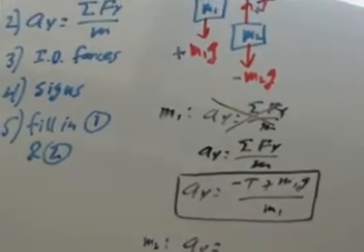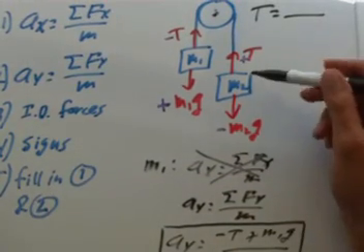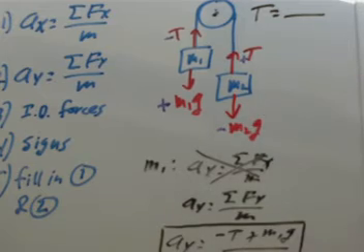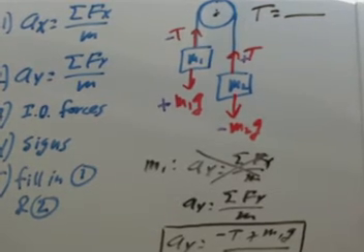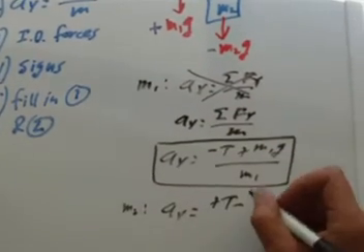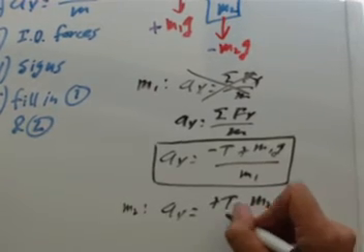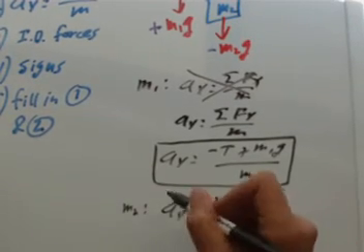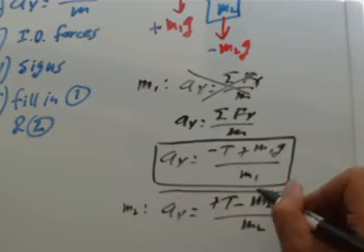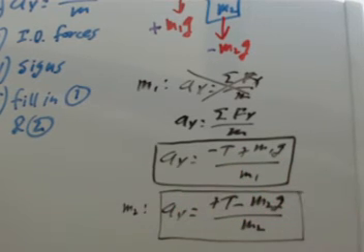A sub y now, if I look at this other mass here, M2, I see a plus T up and a minus M2G down. That's the sum of the forces. So I see a plus T minus M2G down over M2, and that's my equation for that mass. So you can put a box around that and say, well, doing just fine.